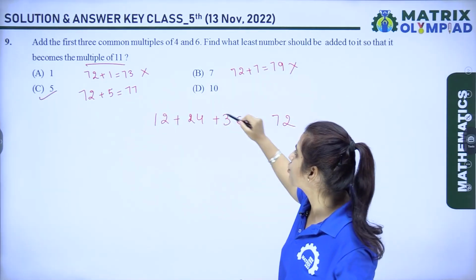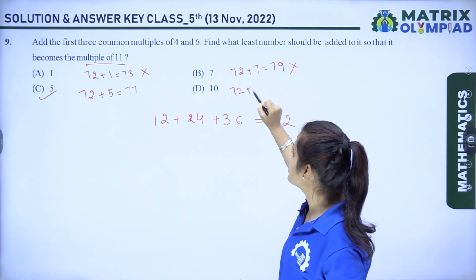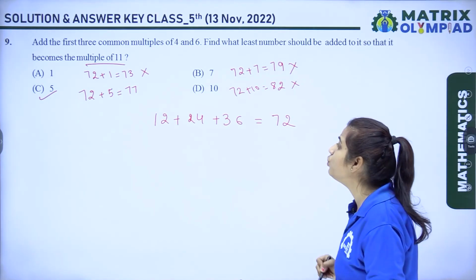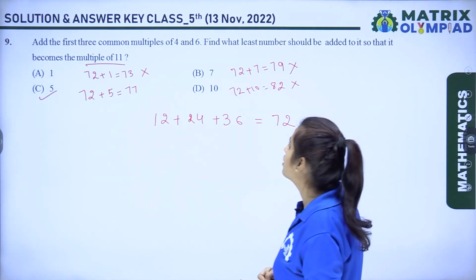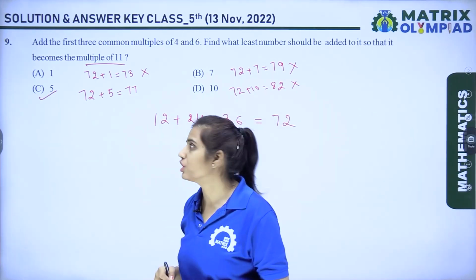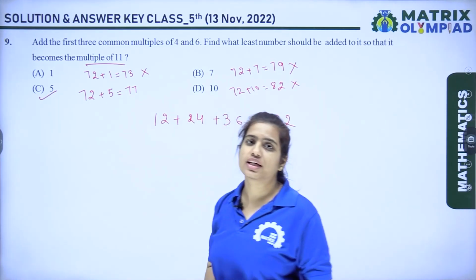Now let's check option D also. 72 plus 10, that is equal to 82. This is also not following the divisibility rule of 11. So 82 is not the correct answer for the question. So here option C is the correct answer.